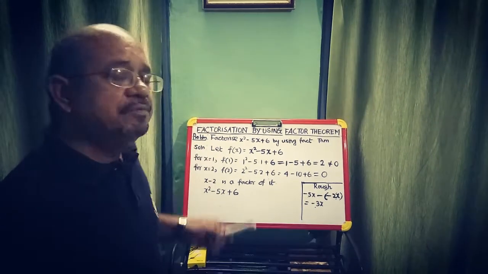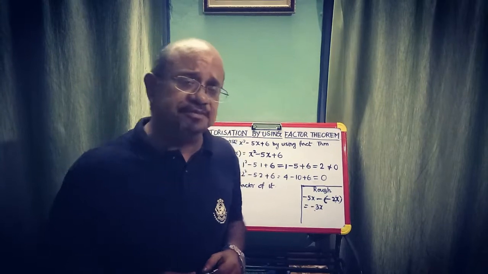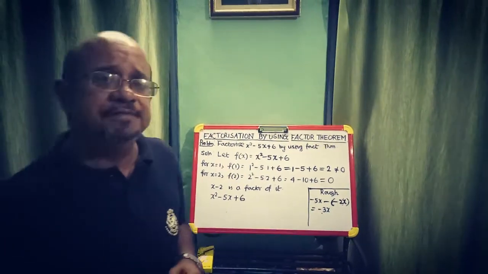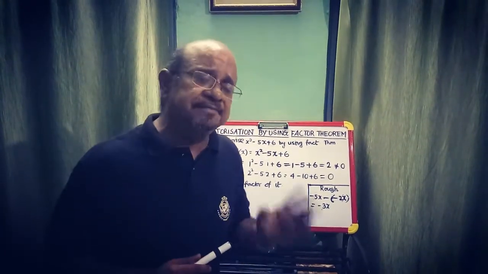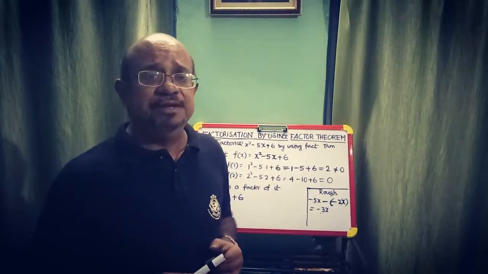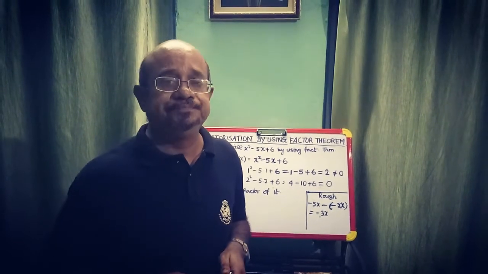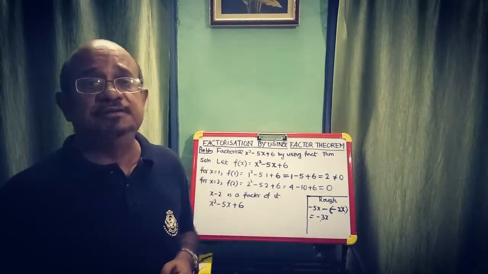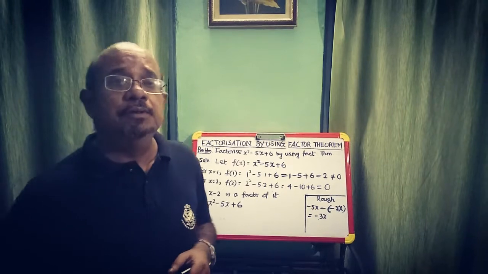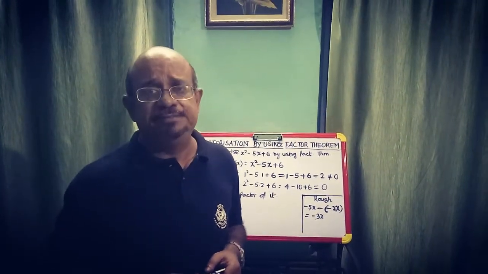In this session, we will be learning factorization by using factor theorem. In that process, let's first remember the factor theorem. Let f(x) be a polynomial in x. x minus a is said to be a factor of f(x) if f(a) is equal to 0. We will use this factor theorem in order to factorize different quadratic and cubic expressions.